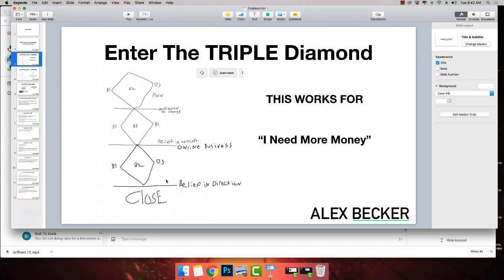The double diamond is usually what we're going to use on a sales call script, B2B, or in a very simple audience that's huge.